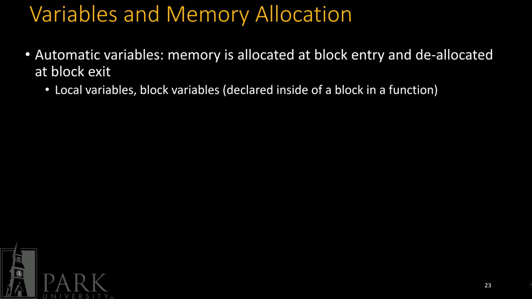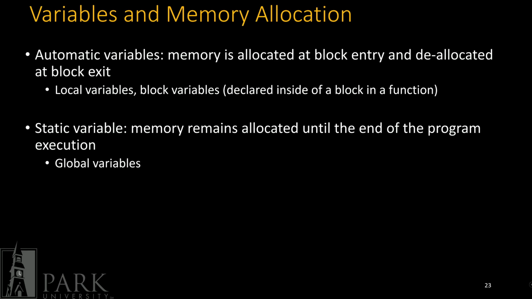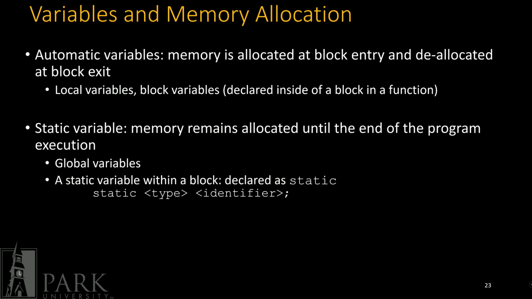Global variables, on the other hand, are allocated only once when they are declared, and they remain alive until the end of program execution. These are also known as static variables. You can declare a static variable inside of a block by using the static keyword. So static, whatever the type is, and then the identifier that you give it. So static int x, right? And here's how we would declare it in code: static int x, static int y equals 0. We are initializing it in its declaration.